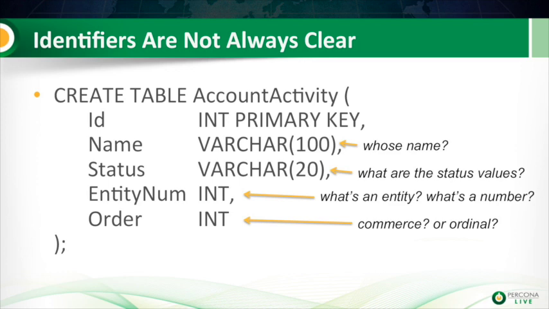Here's an example where we have a column named name. Well, who does that name? In this table, does it name the person who created the account? Does it name the account itself? Does it name something else entirely? Status. What are the set of valid values that status can take on? Entity num. Wow, that's really generic. I don't have any idea what you mean by an entity or a num in that context. I can guess, but maybe I'm not right. And order. Does order refer to a sort order, or does it refer to an e-commerce order, like an entry in your shopping cart? It's really not clear from just these.